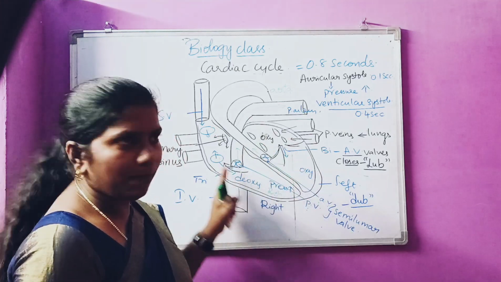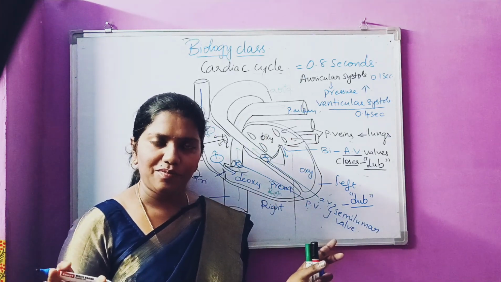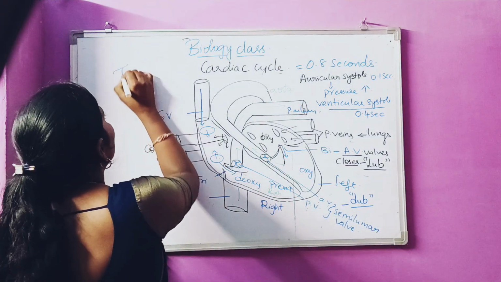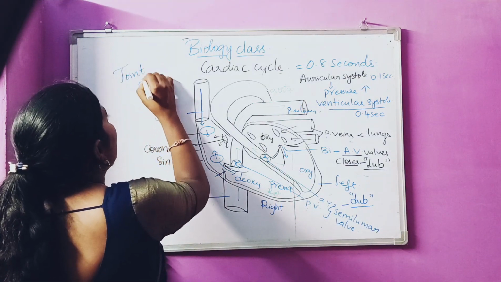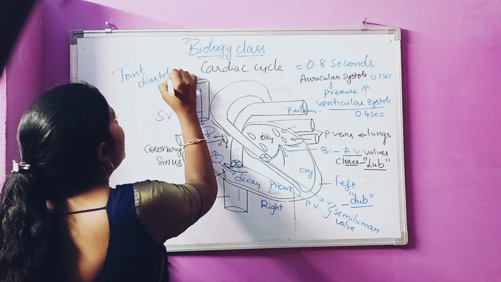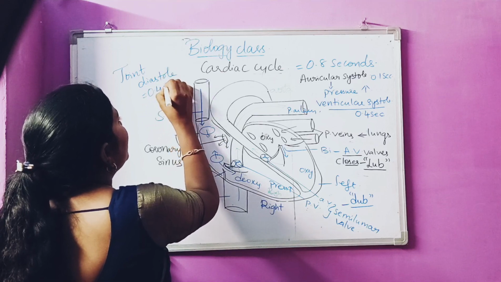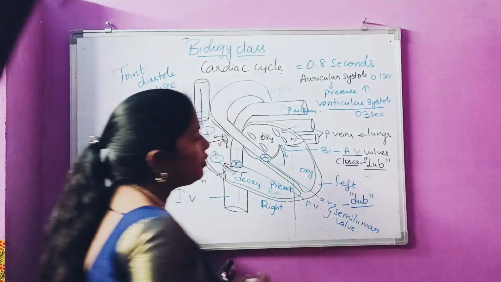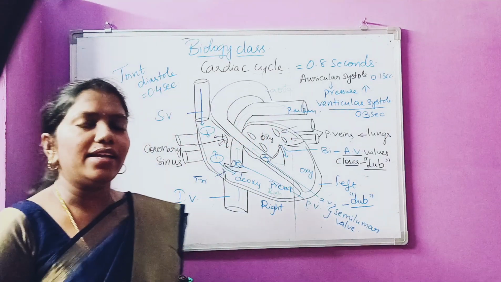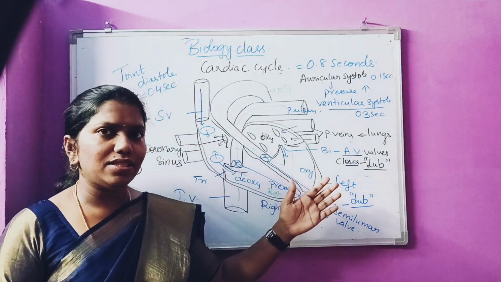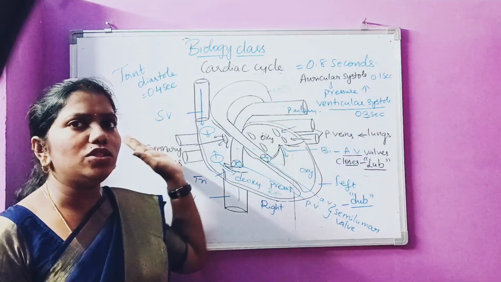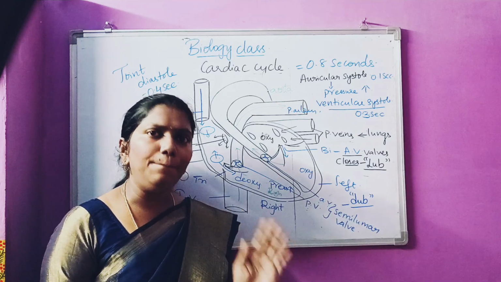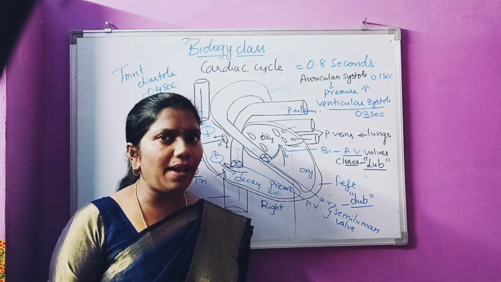Now all the four chambers are in relaxed position. That is called joint diastole. Joint diastole is 0.4 seconds. So this is 0.3 seconds. Do you understand? So the cardiac cycle has mainly three phases: atrial systole, ventricular systole, joint diastole. In joint diastole, all the four chambers are empty.